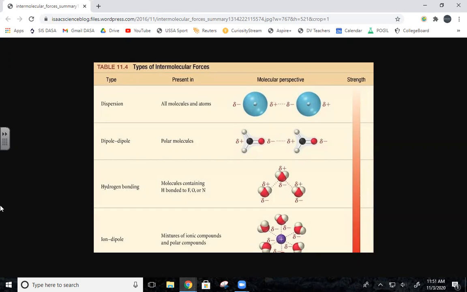Okay, so dispersion. Let's talk about each of these in some greater detail. I like that it has here what happens with that, what it looks like, and the strength of the force. So what is the dispersion force? Sometimes people call it the London dispersion, because it was discovered in London, I think.